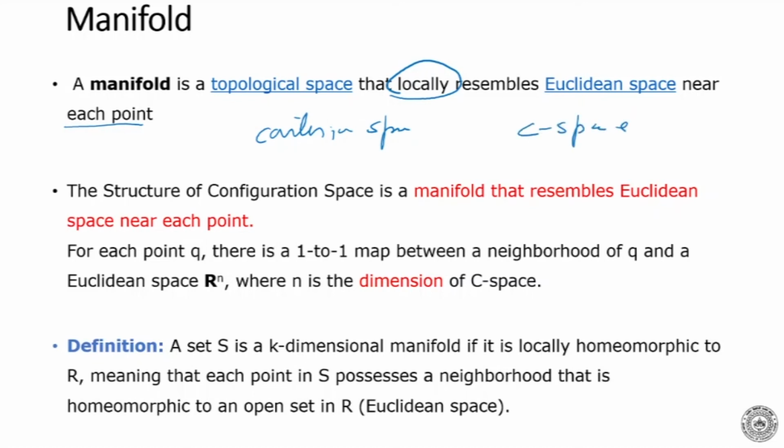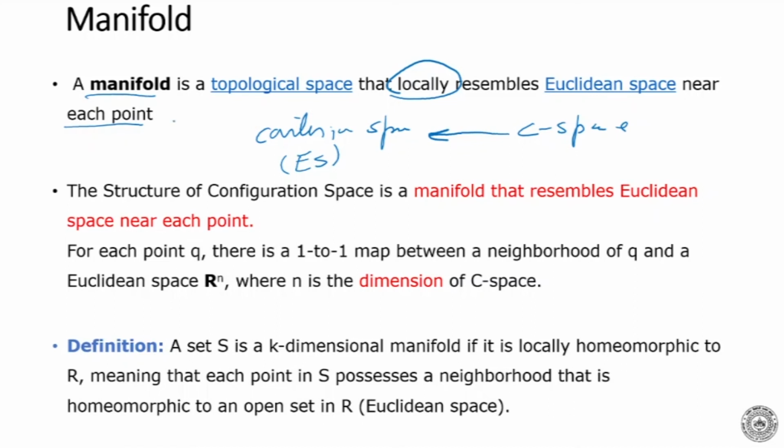Okay, and configuration space. So this Cartesian space is a Euclidean space, right? 3D Euclidean space. Now C space resembles Cartesian space locally. Okay, and that is one of the reasons we were able to do this mapping, because locally it does represent, and configuration space is a manifold.